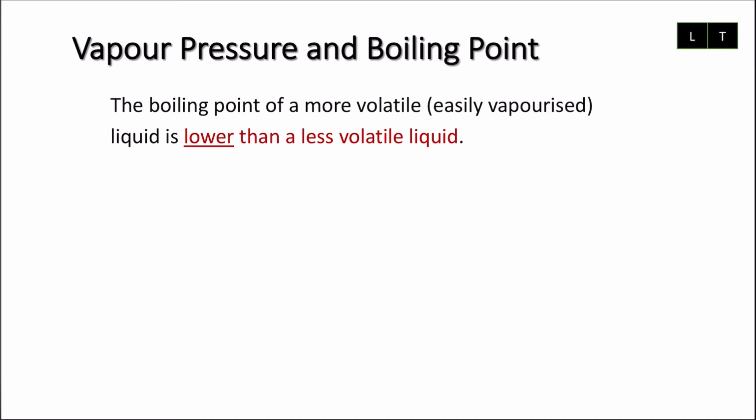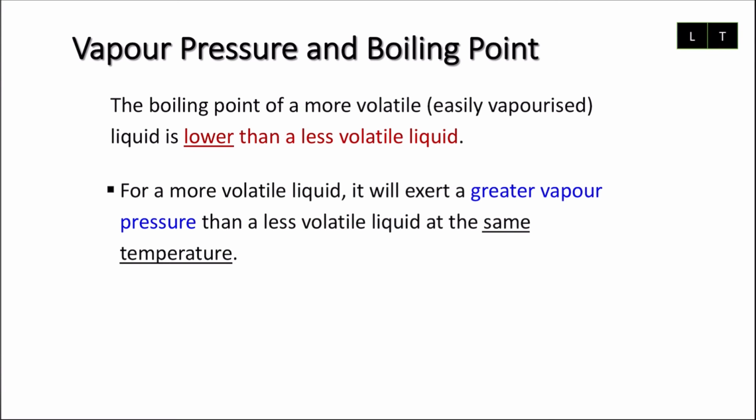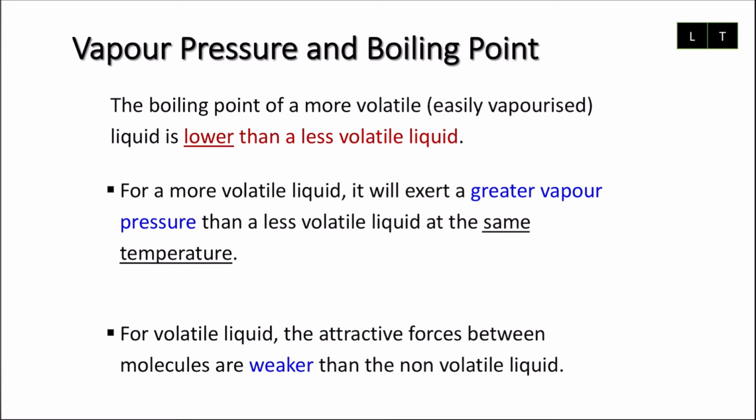Seterusnya, kita perlu faham juga relationship boiling point dengan vapor pressure, di mana boiling point of a more volatile liquid is lower than less volatile liquid. So, untuk more volatile liquid, sebab dia lebih senang untuk vaporize, dia akan exert greater vapor pressure at the same temperature berbanding a less volatile liquid. Dan for volatile liquid juga, attractive forces between molecules are weaker. So, ini untuk volatile liquid berbanding dengan non-volatile liquid.